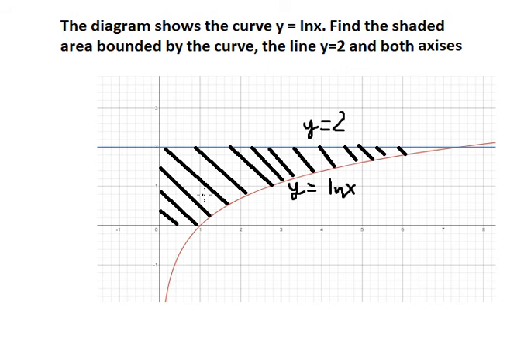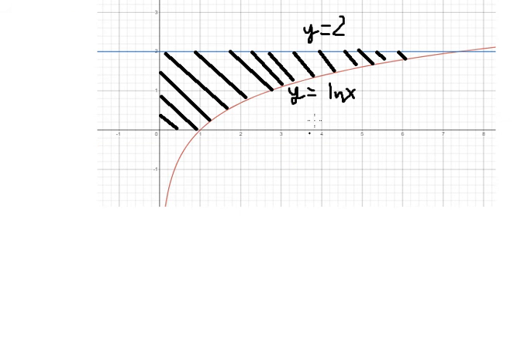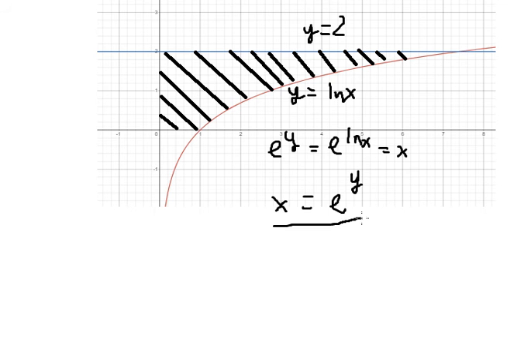So if we want to find this area, we need to transform y equals f(x) into x equals e to the power of y. So I will put e on both sides like this, and this one equals x, and that's why we have this one. Now we can apply the formula in here.